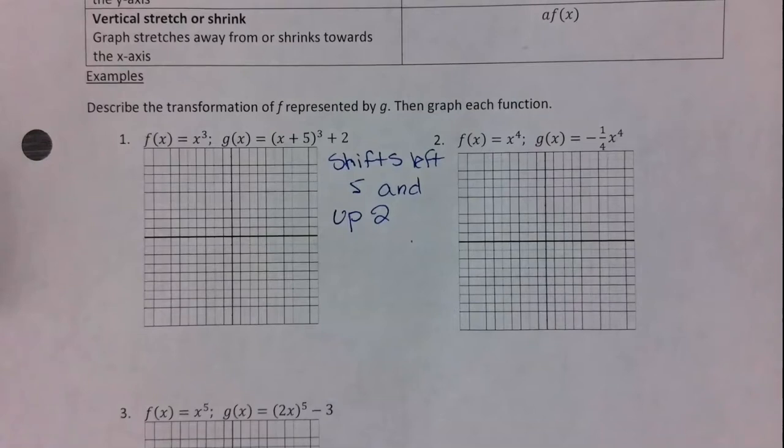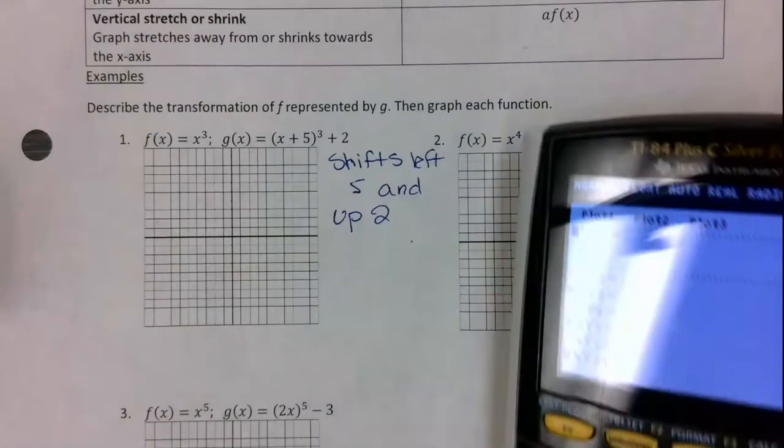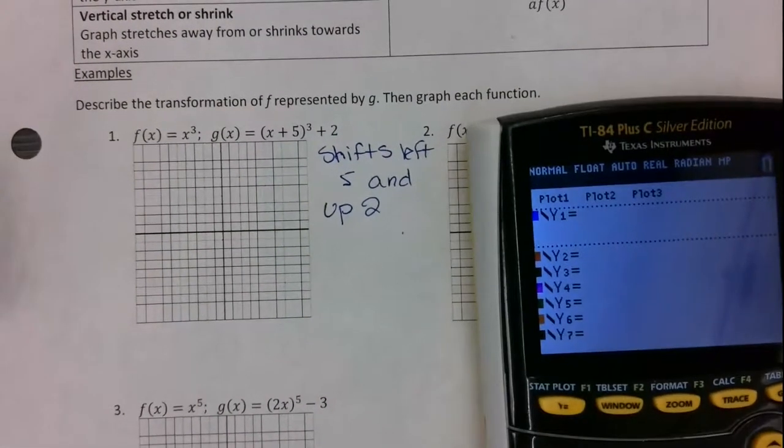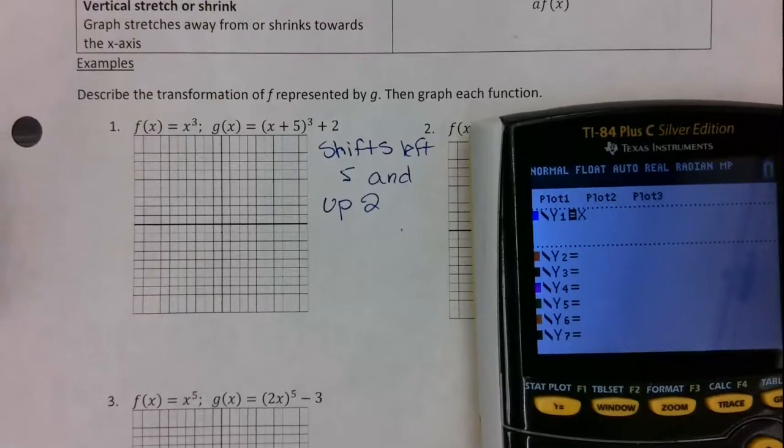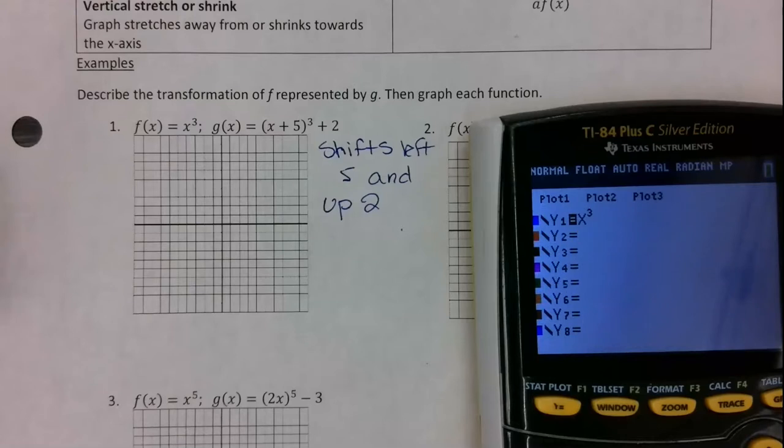Okay. So then what I'm going to do once I write the transformation is I'm going to go graph it on my calculator. So I'm going to type f of x in the first one and g of x in the second one.